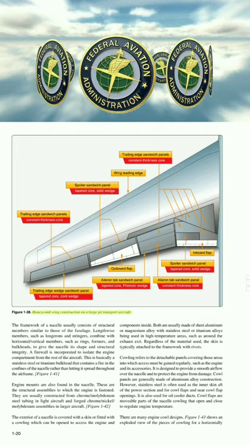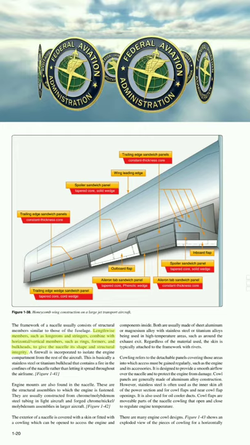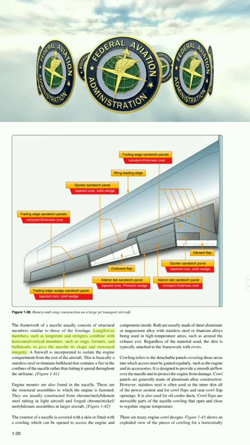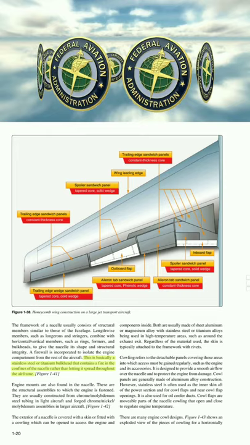The framework of a nacelle usually consists of structural members similar to those of the fuselage. Lengthwise members, such as longerons and stringers, combine with horizontal and/or vertical members, such as rings, formers, and bulkheads, to give the nacelle its shape and structural integrity. A firewall is incorporated to isolate the engine compartment from the rest of the aircraft. This is basically a stainless steel or titanium bulkhead that contains a fire in the confines of the nacelle, rather than letting it spread throughout the airframe.